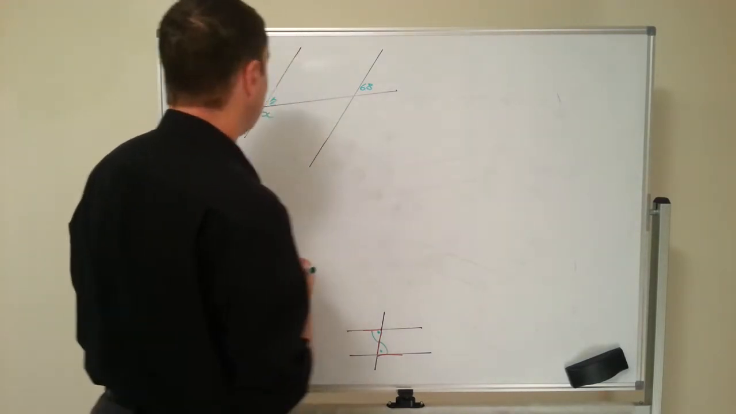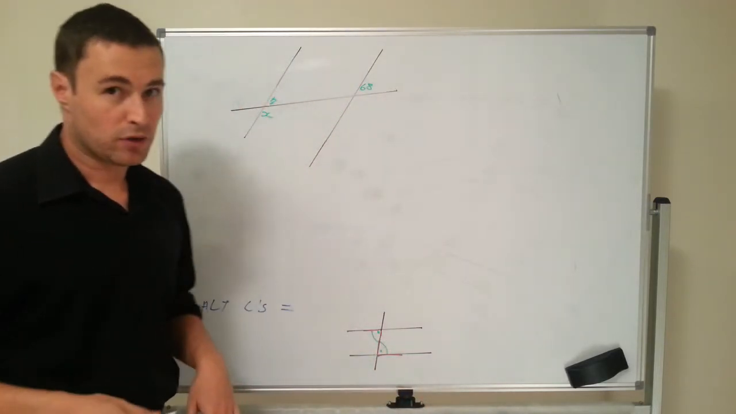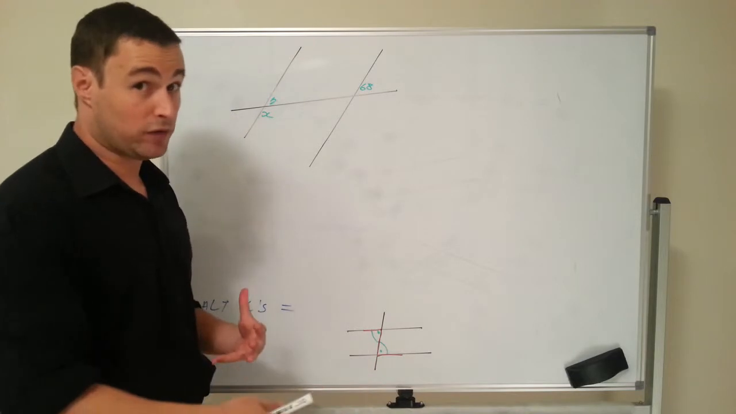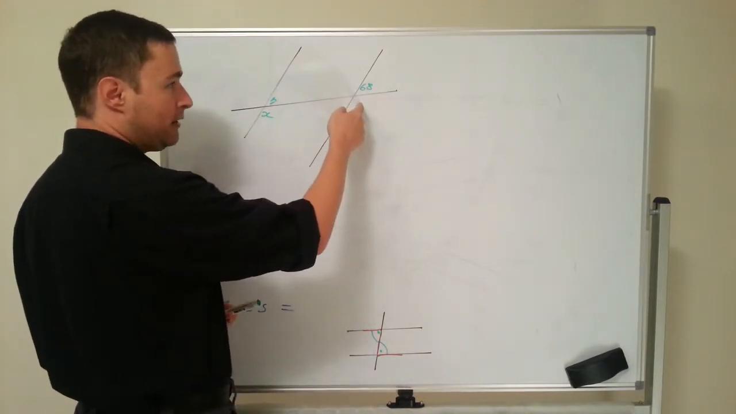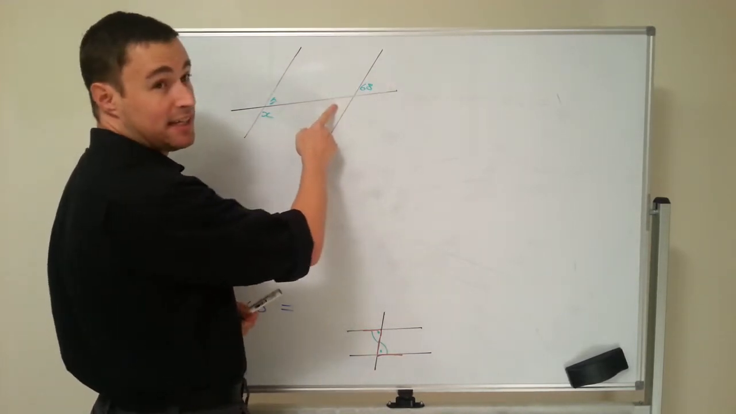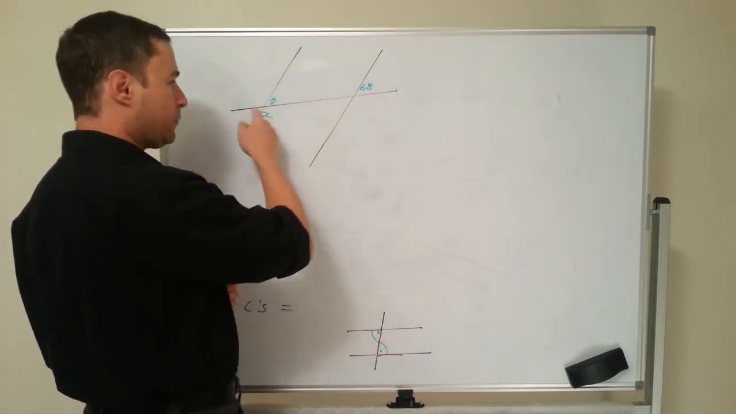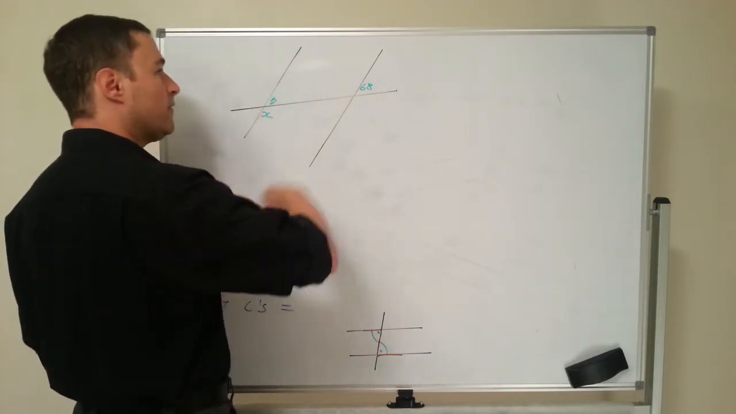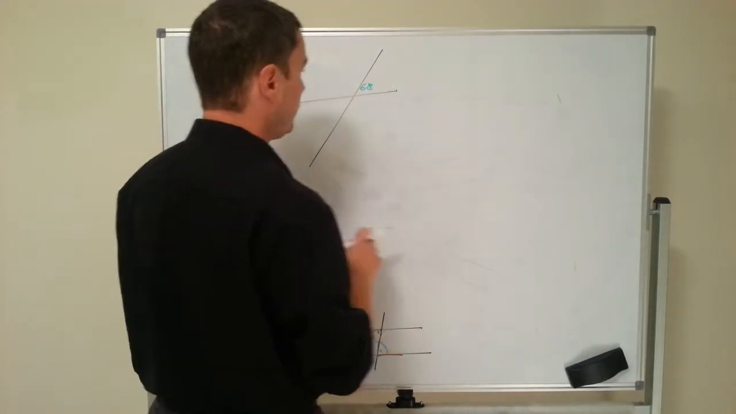Now, here's a hint. If they give you 2 letters, go via the letters that they give you. You can go 68 to there, angles on a straight line, and then corresponding to there. You can go 68 to 68, sorry, vertically opposite, and then that with that co-interior. But because they've given me y, I'm going to go 68 to y, y to x. So let's quickly do that.